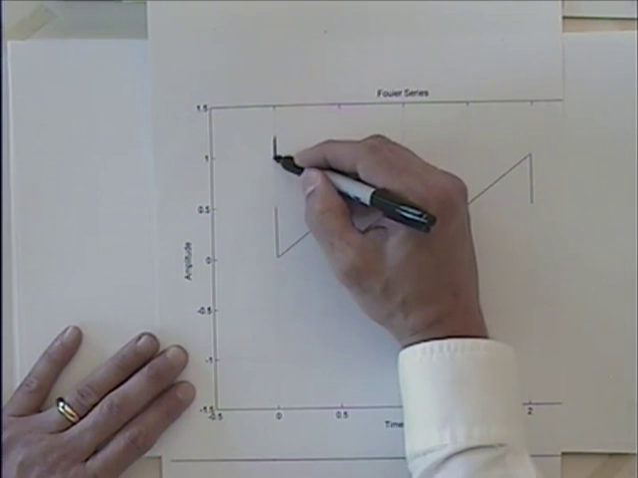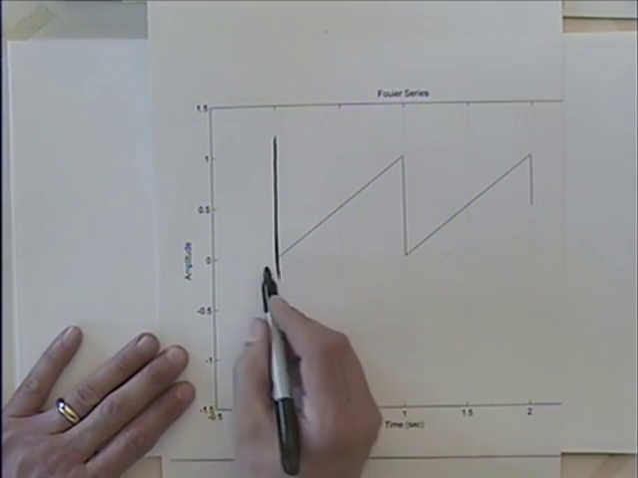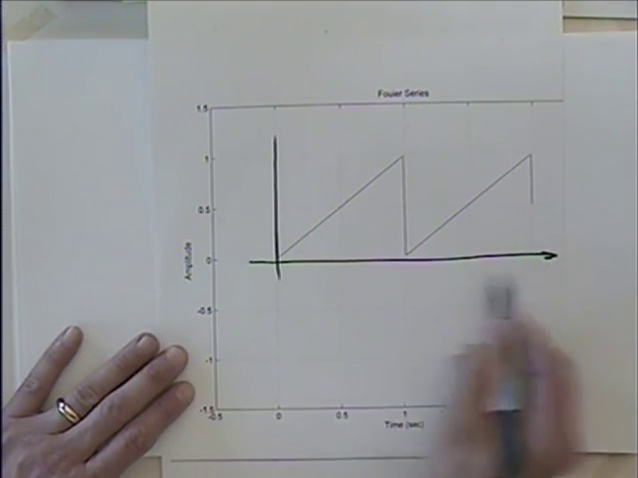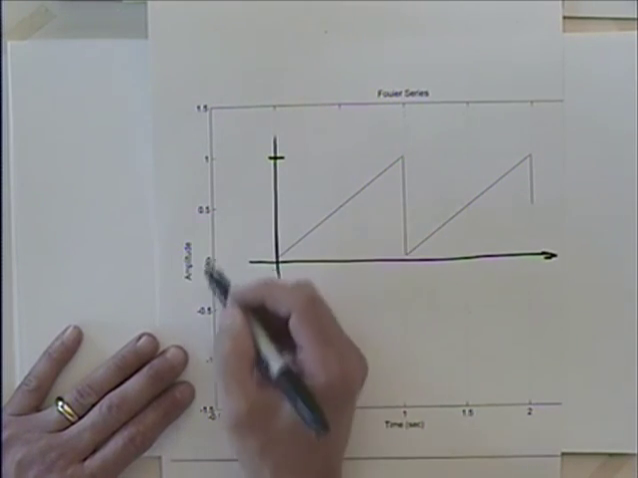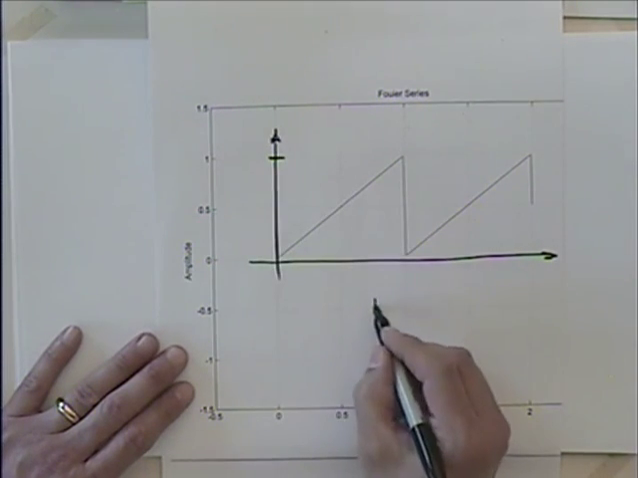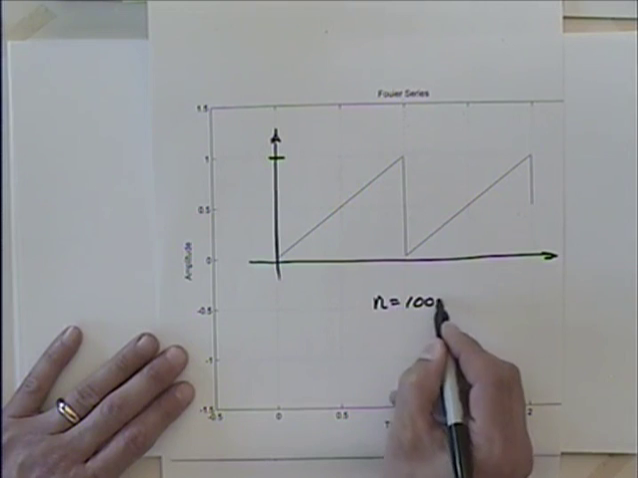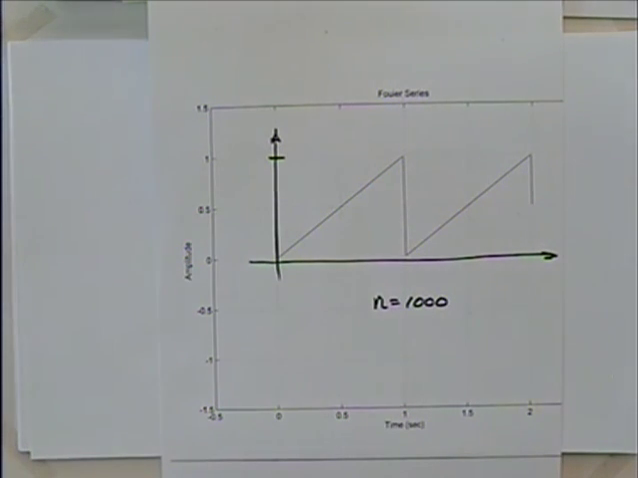So here we are. Started there at 0. Took our magnitude of 1. This is n is equal to 1,000. So you'd have a hard time distinguishing that from the real ramp. 1,000 is still a far cry from infinity, so it's a pretty good technique.